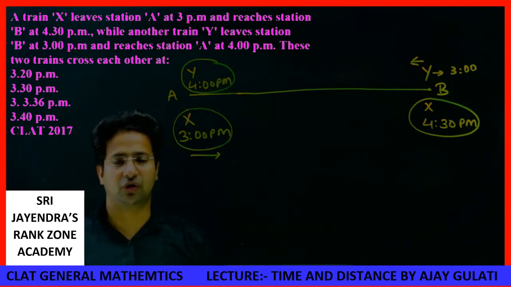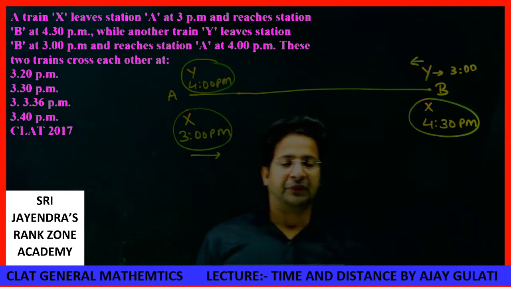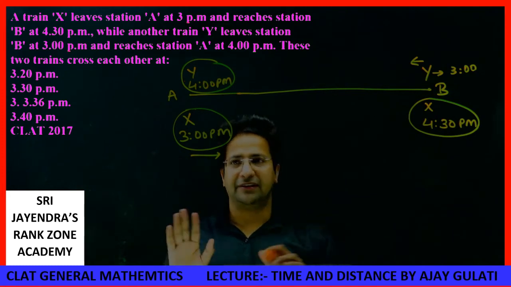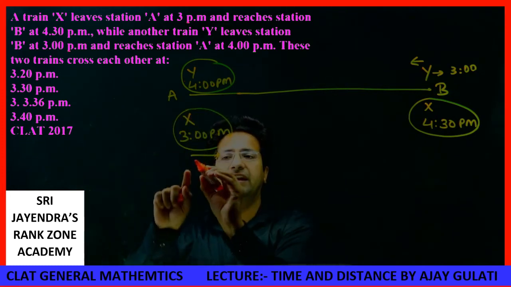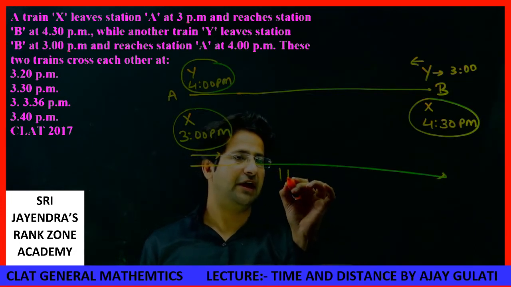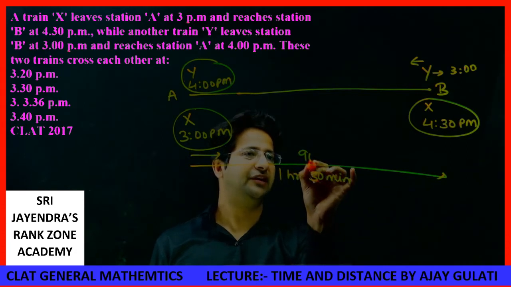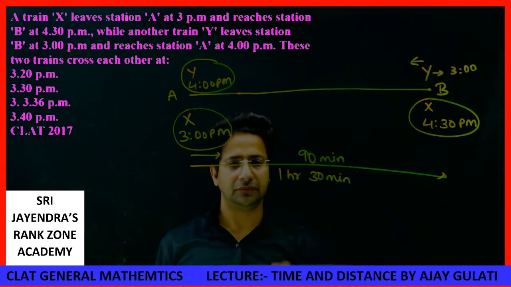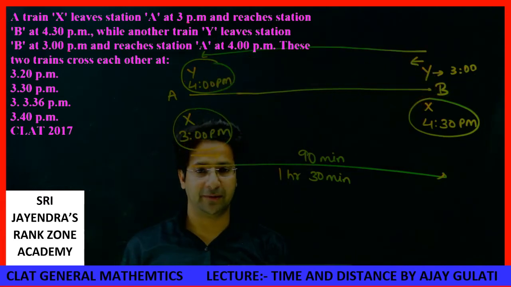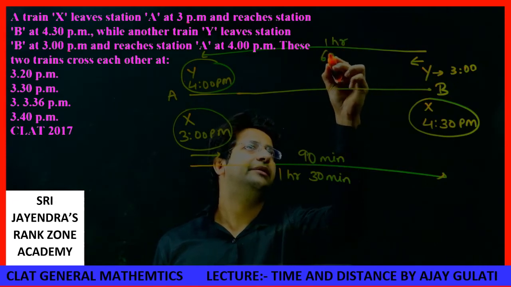We have to tell when these two trains meet. So I'll tell you a direct shortcut. If this train goes from here to here, how much time does it take? 1 hour 30 minutes, or I can say 90 minutes. How much time does this other train take? Exactly 1 hour, or I can say 60 minutes.